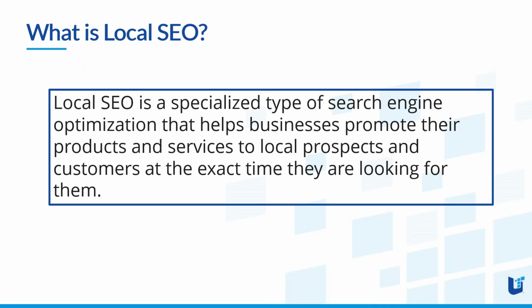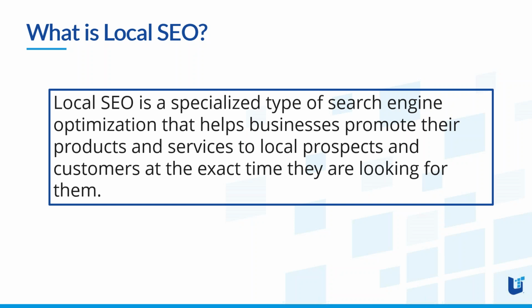Diving right in, what is local SEO? Local SEO is a specialized type of search engine optimization that helps businesses promote their products and services to local prospects and customers at the exact time they're looking for them. What makes a local search? Local search is any search aimed at finding something in a specific geographical area. For example, if you're looking for a hotel in downtown Baltimore, that would be considered a local search because you put a specific geographical area into your search query.